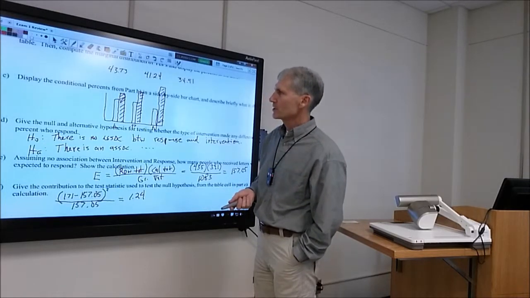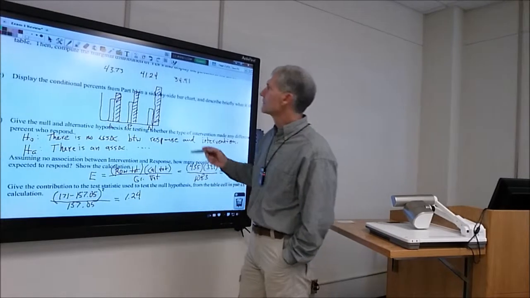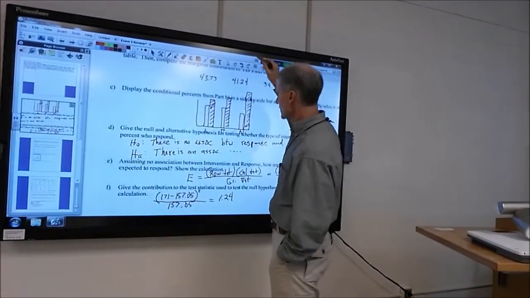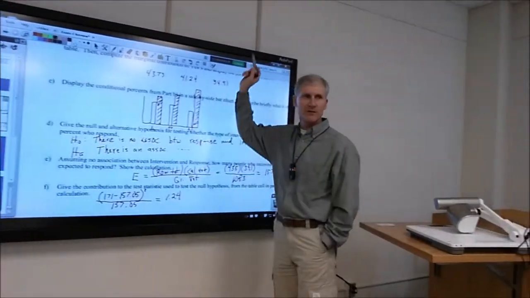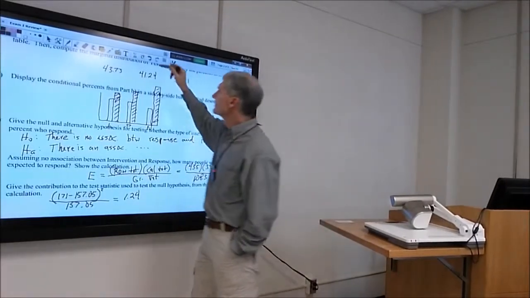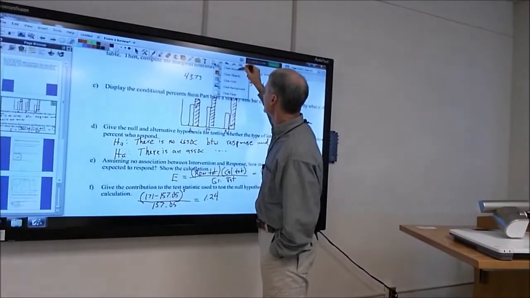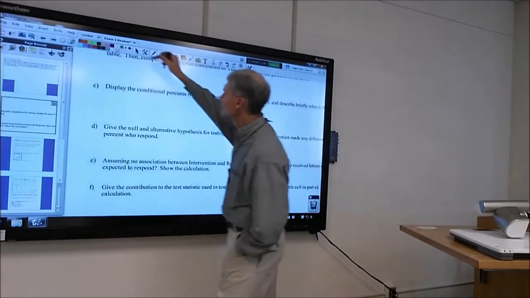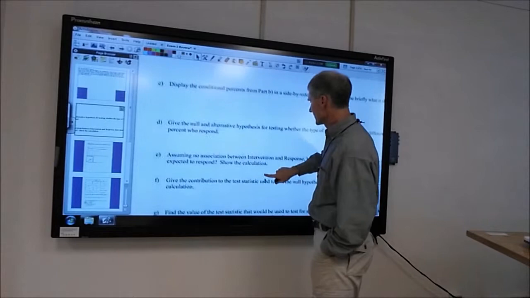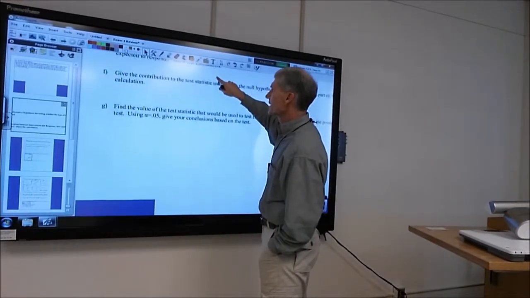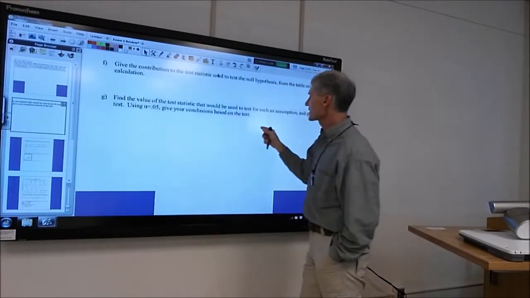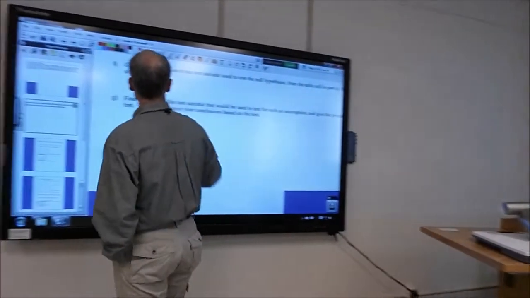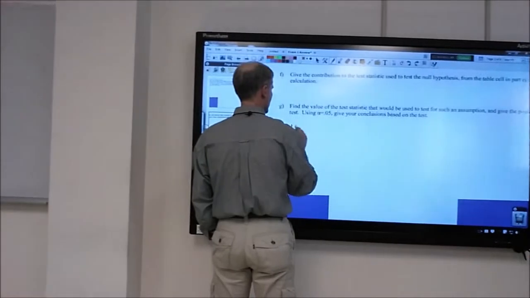I started to say it's on the next page, but it's not. Is everybody done with this? I'll clear this and scroll up. Find the value of the test statistic, and give the p-value. So we've done that already. The main thing now is we've got to know the degrees of freedom.